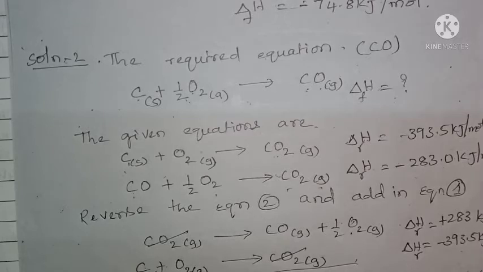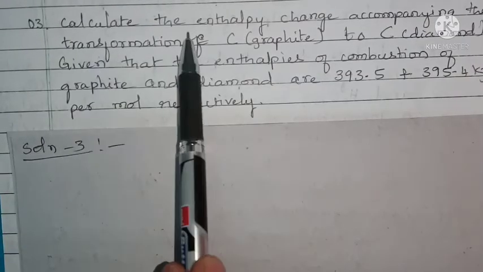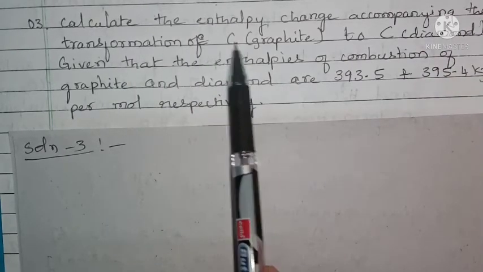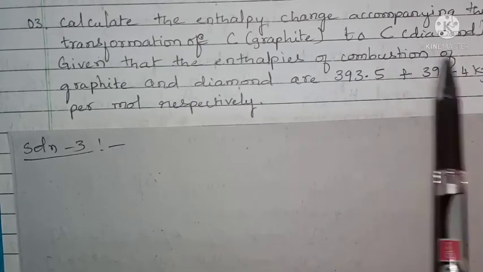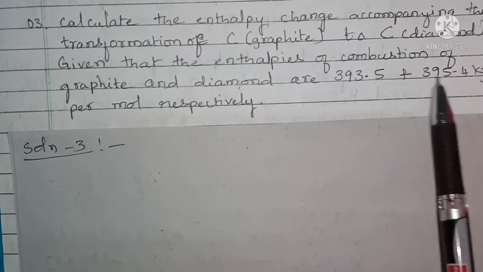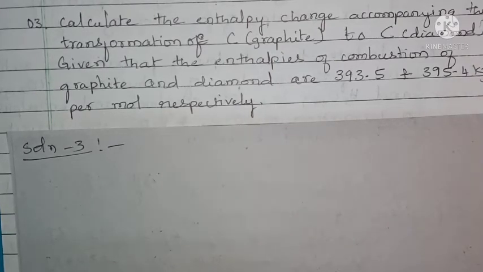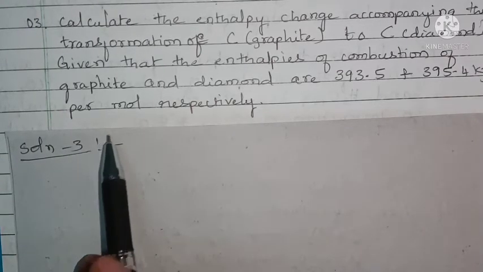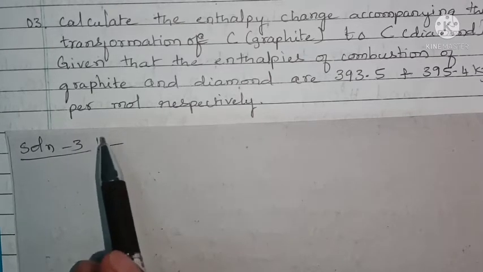This is the second problem. Third problem: calculate the enthalpy change accompanying the transformation of carbon graphite to carbon diamond, given that the enthalpies of combustion of graphite and diamond are 393.5 and 395.4 kilojoules per mole respectively. Here carbon exists in different physical forms. We call them allotropes. The two important allotropes are diamond and graphite.